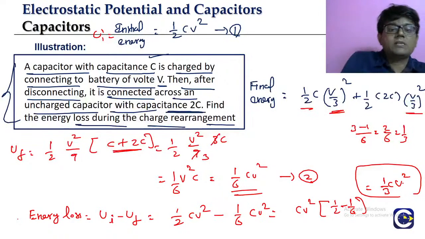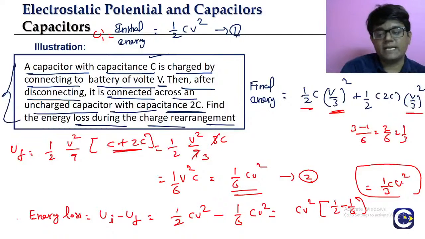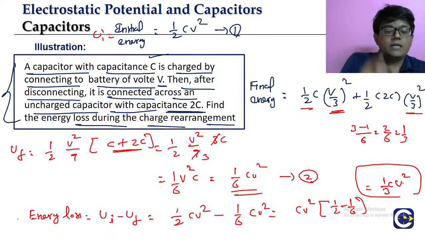Initial energy, we have to subtract it. Subtract it, we will get the energy loss. So where will this energy go? Where will this energy go? It will go into the wire connecting them. Whatever wire or thing we are using to connect both the capacitor plates, the energy will be dissipated in the form of heating of these wires, etc. Okay? So this is the method to find energy loss during the charge rearrangement.